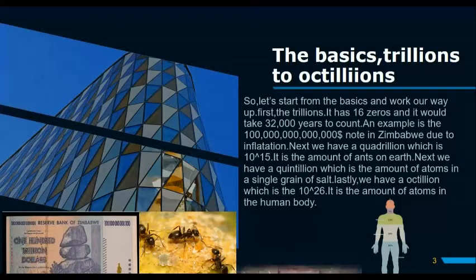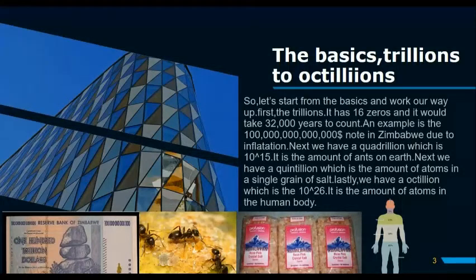Next, we have a quintillion, which is the amount of atoms in a single grain of salt. Lastly, we have an octillion, which is 10 to the power of 26. It is the amount of atoms in the human body.